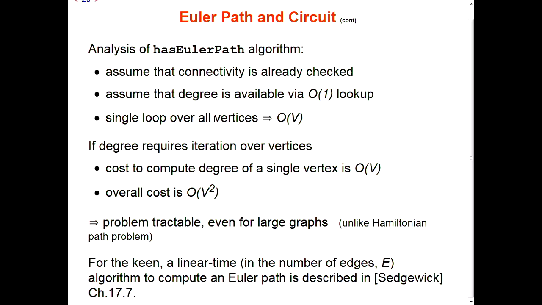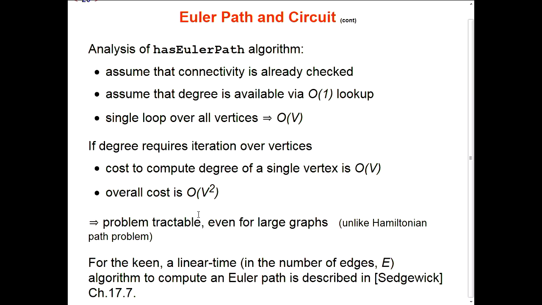On the other hand, if we haven't computed the degree, and we actually have to do it, then the cost to compute the degree of a single vertex would be O(V). And if you have to then do that for all the vertices, the overall cost is O(V²). But still, that means the problem is tractable, deciding whether a graph has an Euler circuit or an Euler path. Tractable in the sense that we have a polynomial algorithm, not only just exponential algorithms.